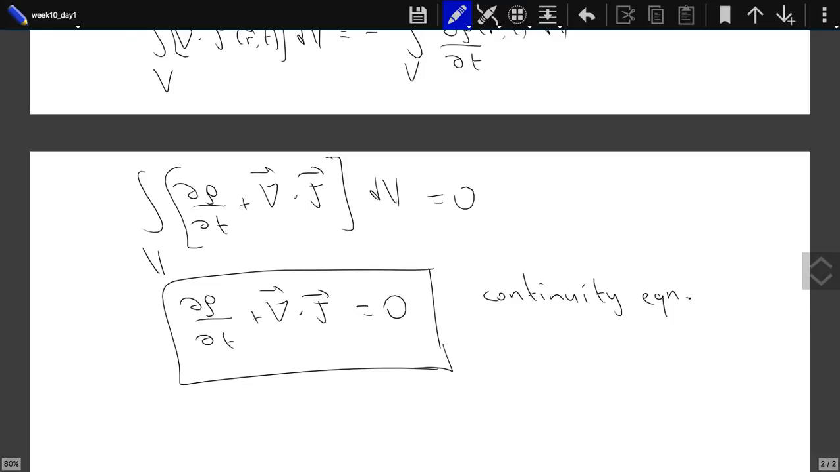So if the charge density in a given region is changing, it is basically because there is a current over there. So without a current, the charge density cannot change.